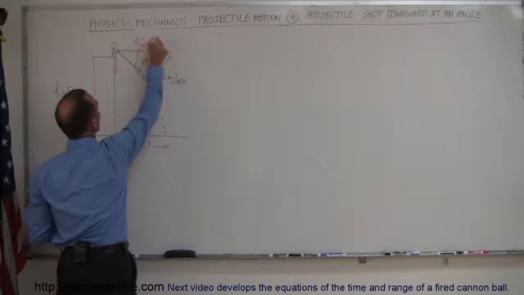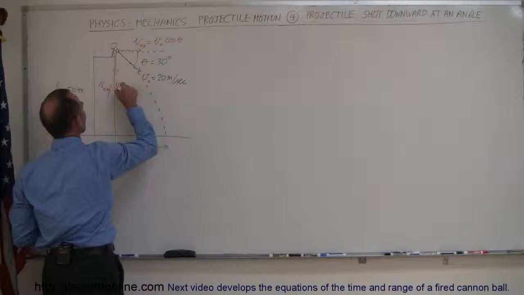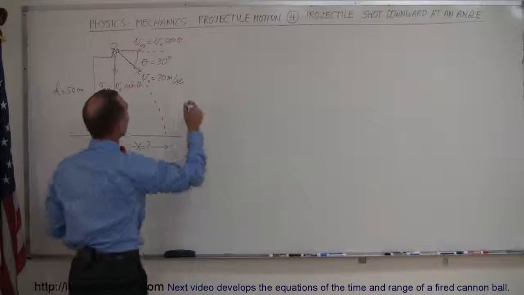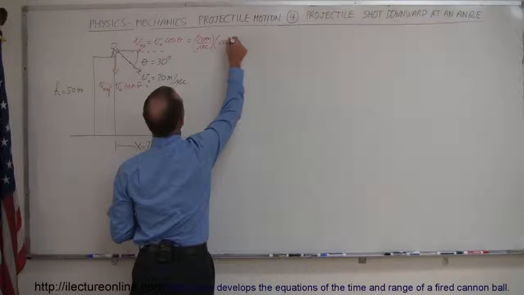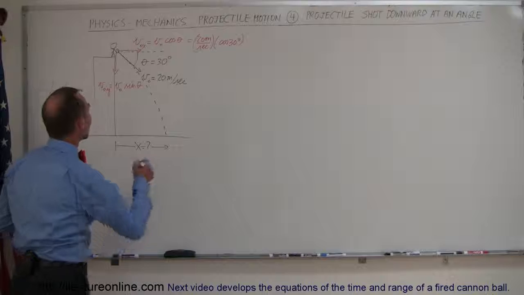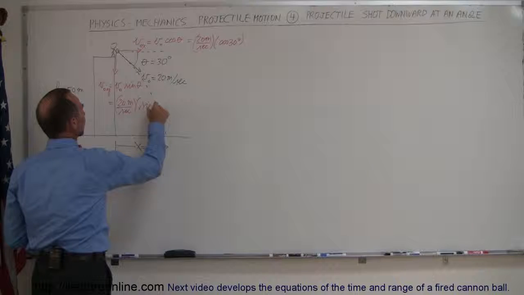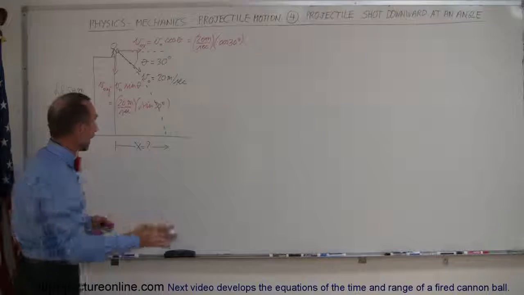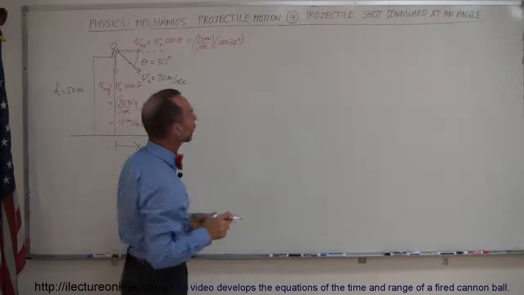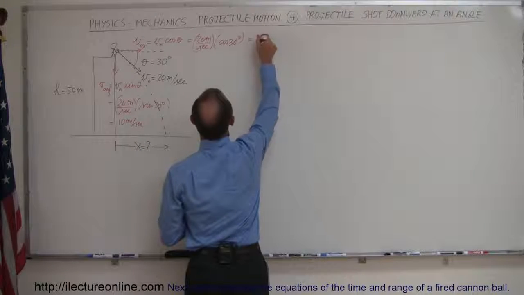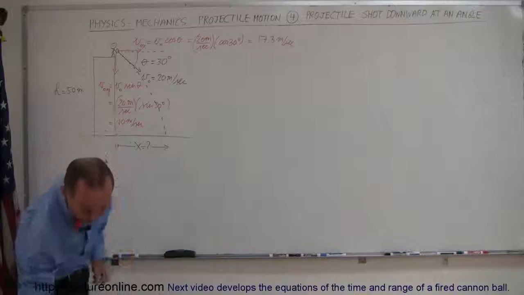V initial in the x direction is going to be V initial times the cosine of the angle. And V initial in the y direction is going to be V initial times the sine of the angle. So let's plug those numbers in. This is equal to 20 meters per second times the cosine of 30 degrees. Okay, so that is equal to 20 meters per second times the sine of 30 degrees. Now the sine of 30 degrees, of course, is 1/2, so 1/2 times 20 is 10 meters per second. And over here, the cosine of 30 degrees is 0.866, so we multiply, that would be equal to 17.3 meters per second.